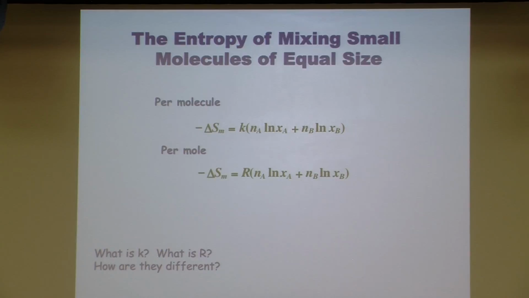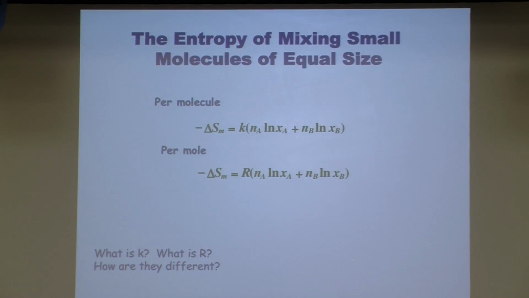And here's the entropy of mixing per molecule, where now we have Boltzmann's constant right here, and per mole we have R right here. And so the only difference in these two equations, if you look very carefully, is K versus R. So make sure you familiarize yourself with when you use Boltzmann's constant and when you use R, the ideal gas constant, because they mean the same thing but on a different quantity basis.